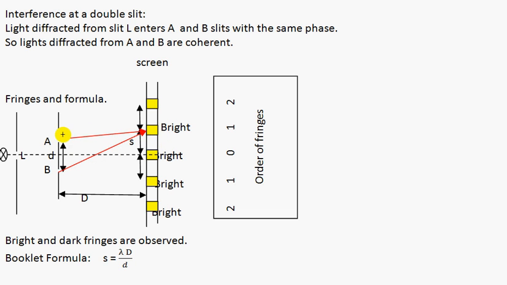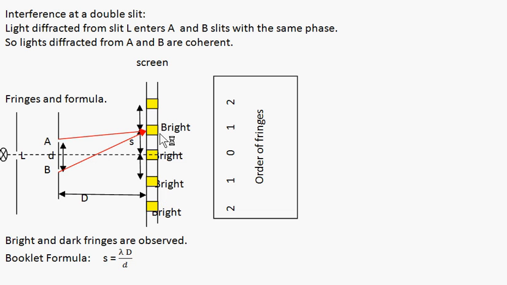I showed with red arrows the path differences from the slits to some point. If the path difference is n lambda, the lights come in phase and we have constructive interference, they reinforce each other and we have bright fringes. But at some points beside, the path difference will be (n plus half) lambda, and here the light will come out of phase, so they kill each other, destructive interference, and we have dark fringes.